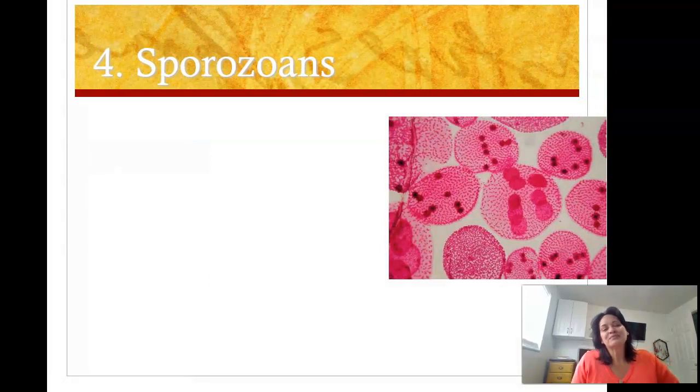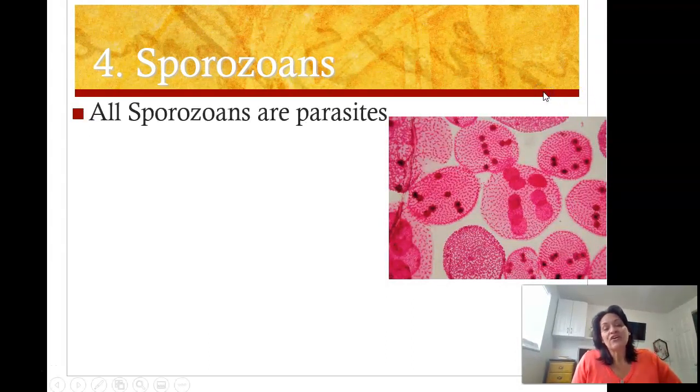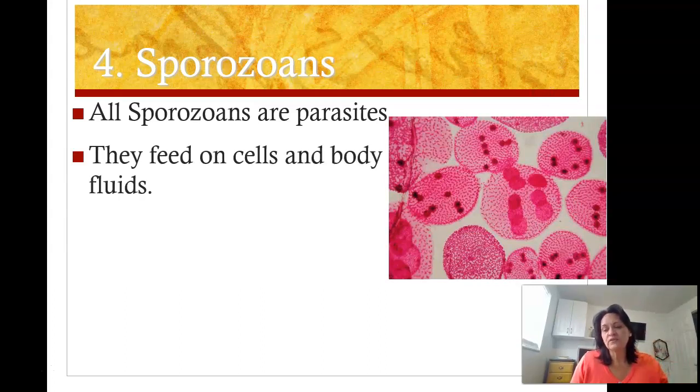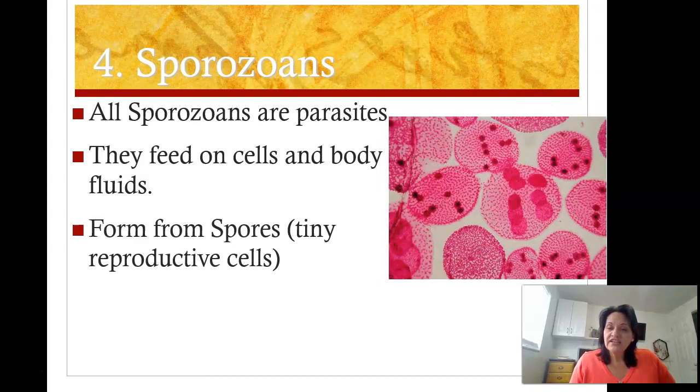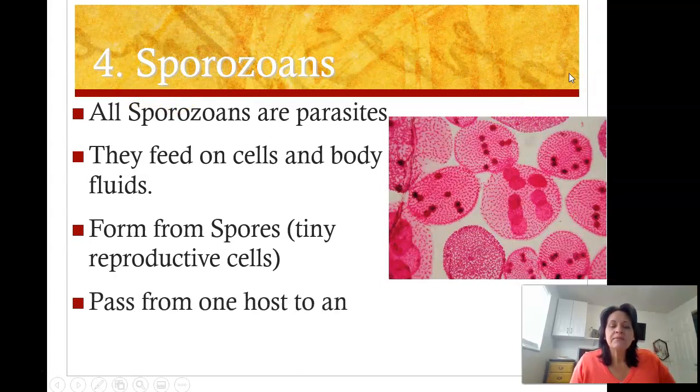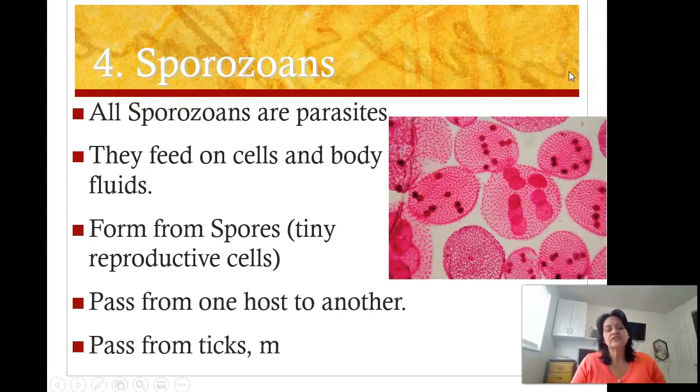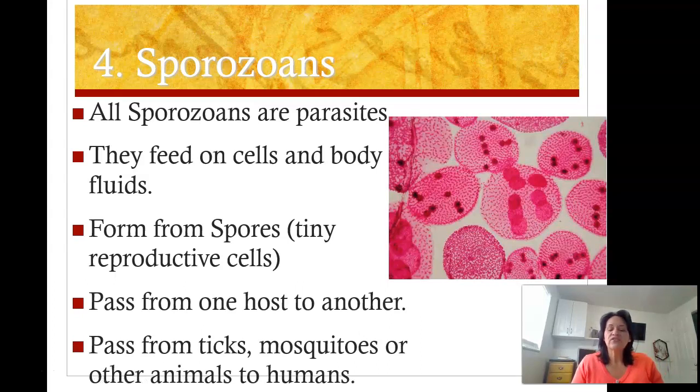The last one then are the sporozoans. Sporozoans are all parasites, which means they eat off the cells or body fluids of another organism, usually animal. It forms from spores, which are tiny little reproductive cells, therefore the sporozoan, okay? It passes from one host to another, and these hosts could be ticks or mosquitoes or other animals, and then onto humans. So many of these can cause serious diseases and even death.